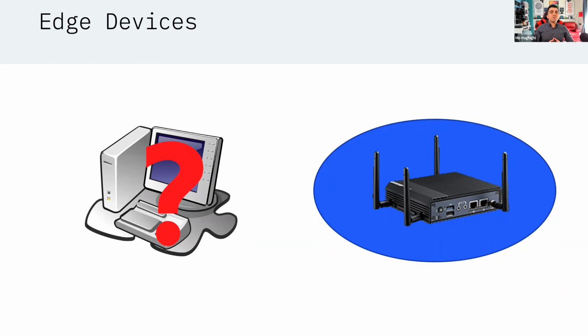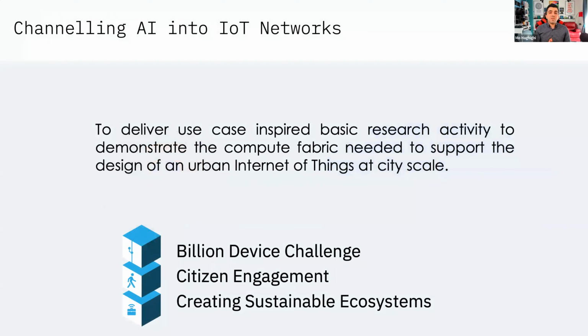But before that, I would like to give you a quick overview of the real world application we had back at Intel here in London as one of our top projects, working with some of the top academic institutes here in the UK and across the board. So we wanted to channel AI into IoT networks, and that gave us this opportunity to deliver use case inspired basic research activity to demonstrate the compute fabric needed to support the design of an urban Internet of Things, or IoT, for a smart city.